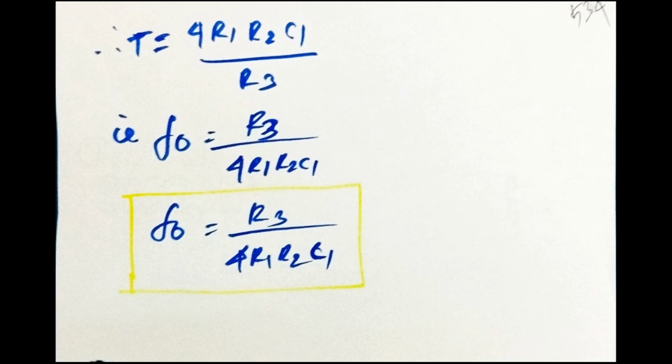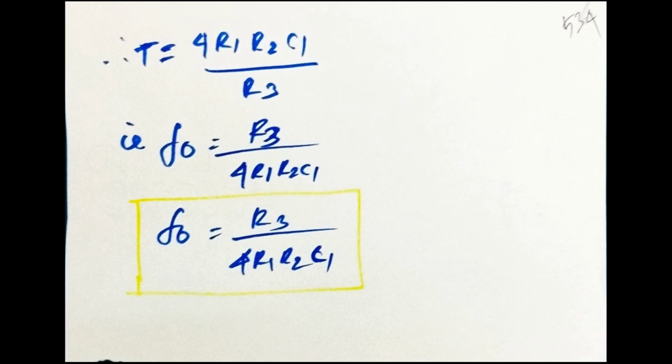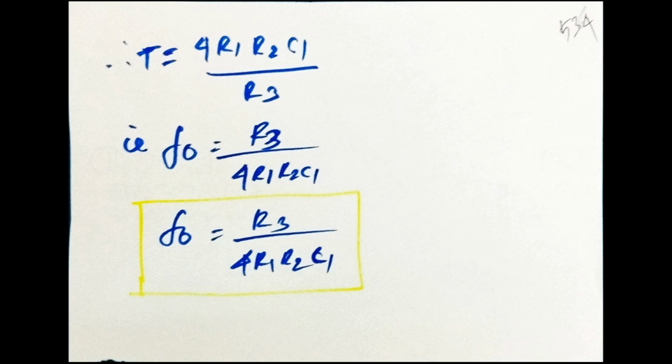We find the frequency value. T is equal to 4 R1 R2 C1 divided by R3. That is, F0 is equal to R3 divided by 4 R1 R2 C1, that is 1 by T. F0 is equal to R3 divided by 4 R1 R2 C1. That is the frequency value.